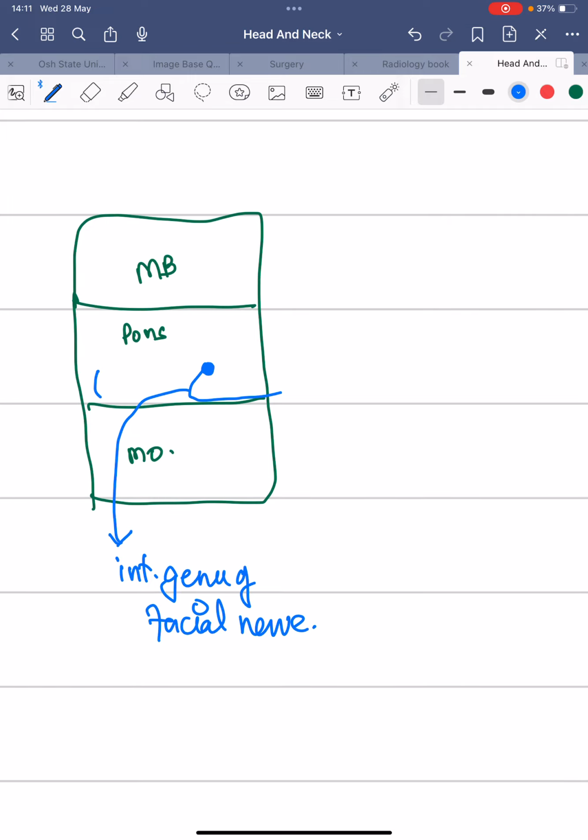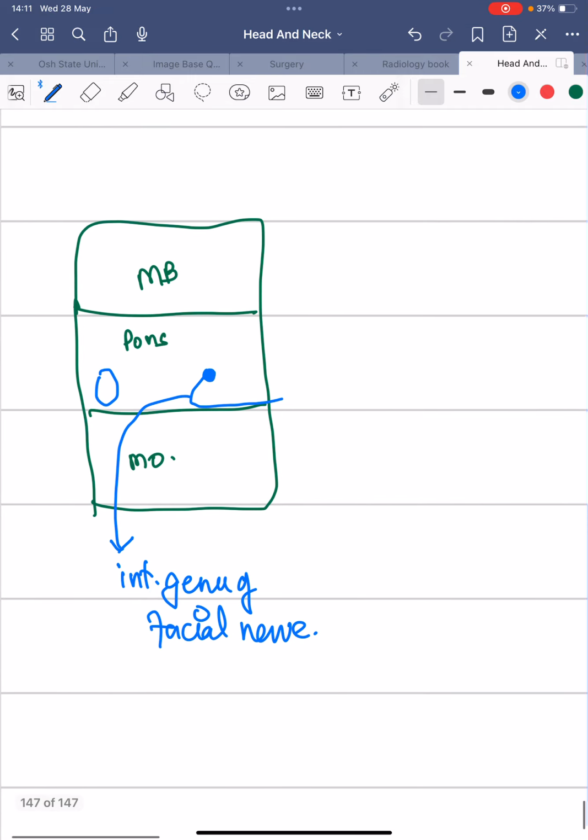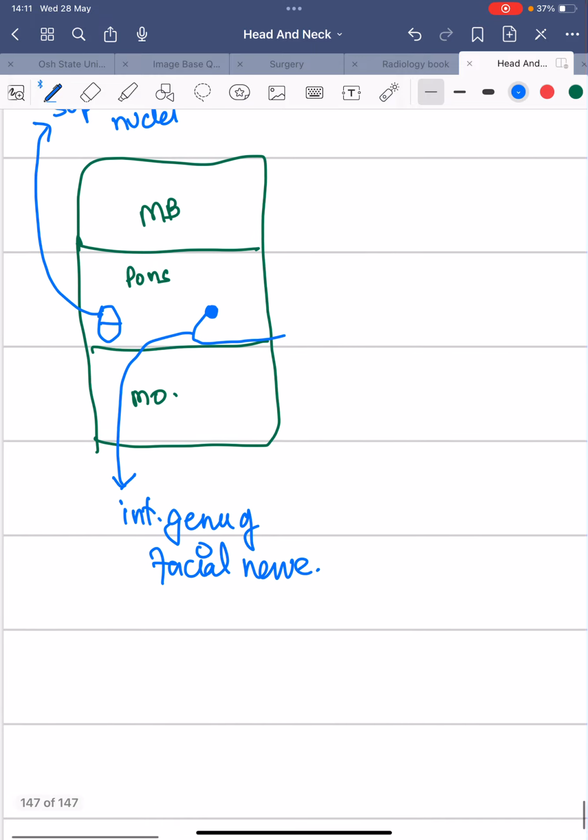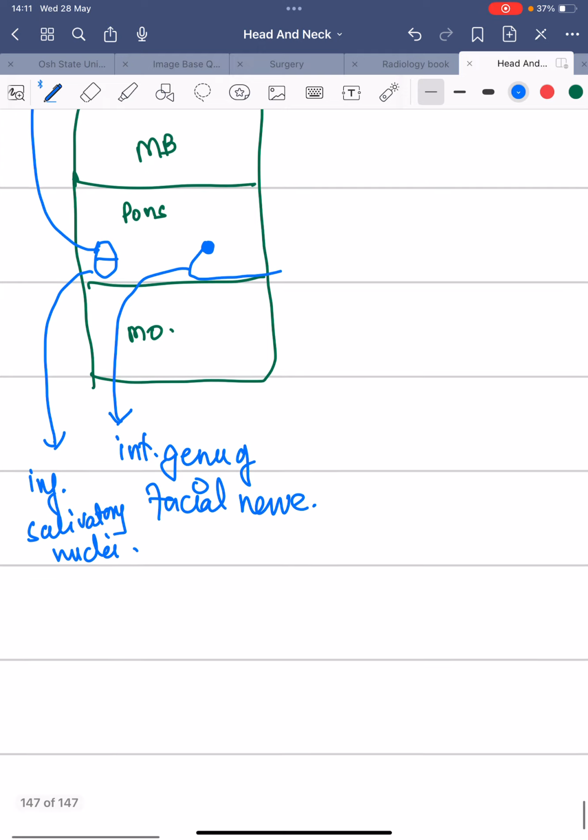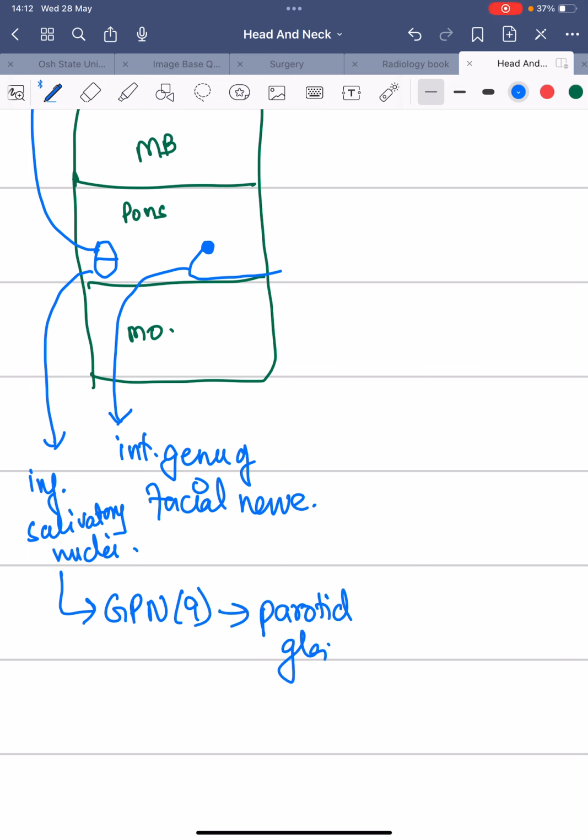This is known as superior salivatory nuclei. You have to draw this diagram with me. And this is your inferior salivatory nuclei. Please remember, inferior salivatory nuclei, through the glossopharyngeal nerve, which is your ninth cranial nerve, is innervating your parotid gland. Parotid gland is not innervated by the facial nerve.